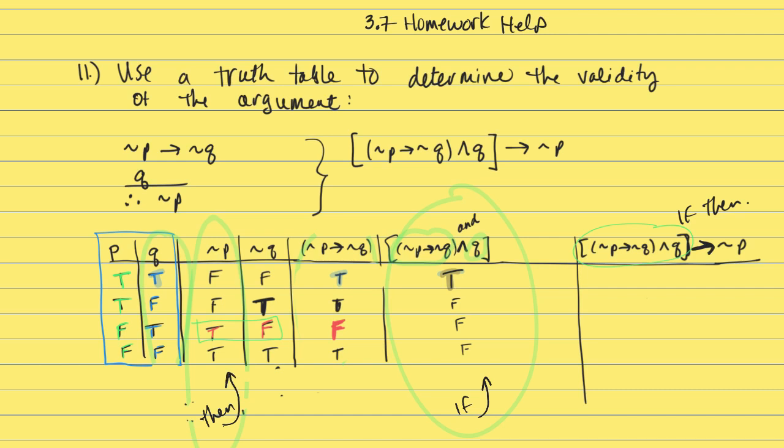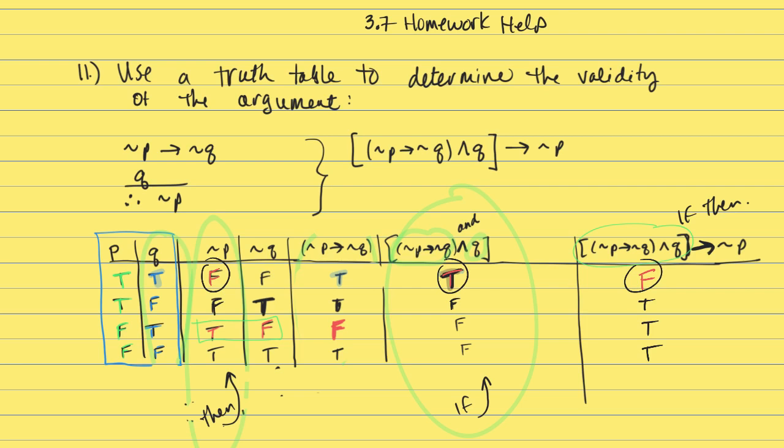Okay, and that it's only false if we have a true leading to a false. This. Okay, so we can see we have true leading to false. That means that that first row is false. The rest of these are true because I have false and then false. That's a true if then. Every other if then is true. It's only true leading to false that's false.